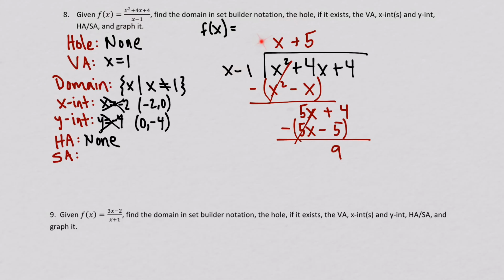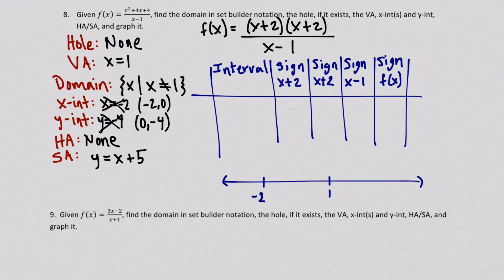This is what you care about, the x plus 5 up here. That is your slant asymptote. Whatever you get when you divide them into each other, your quotient, don't worry about the remainder, your quotient is your slant asymptote. So my slant asymptote is y equals x plus 5. Okay, I'm going to erase all this to do the graph.